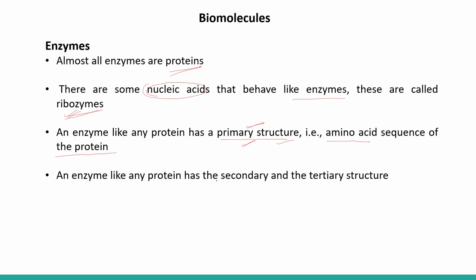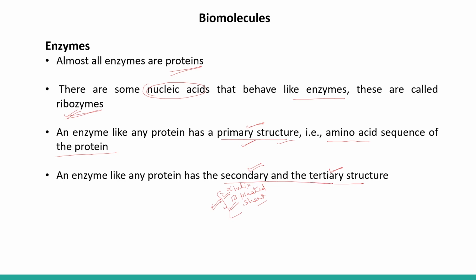An enzyme, like any protein, has the secondary and tertiary structure as well. If we recall the secondary structure, they have the alpha helix structure as well as the beta pleated sheet. So they can have only alpha helix or beta pleated sheet, or they can have both in one protein. Okay, so that is the secondary structure.